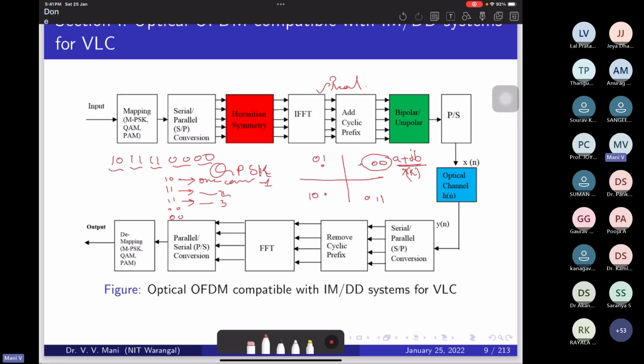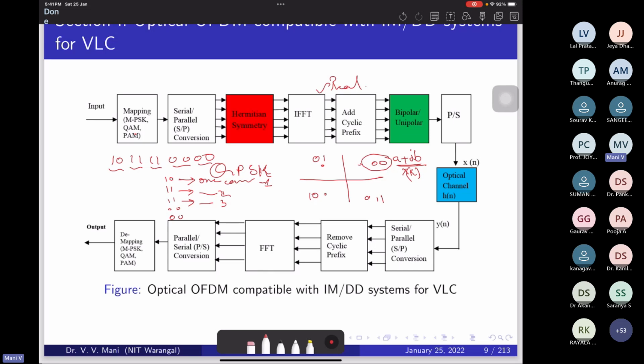And we all know that when we are using an orthogonal frequency division multiplex format, this is for high data rate communication, and so we stack all the bits coming from serial to parallel format, and we give this signal directly to IFFT. Whereas if you are going for visible light communication, we use a Hermitian symmetry block. Then after IFFT, we add a cyclic prefix.